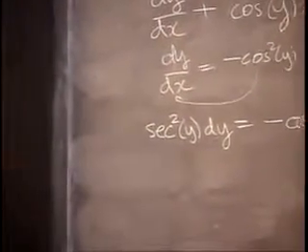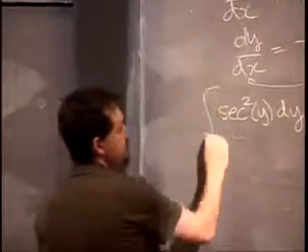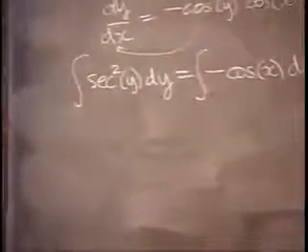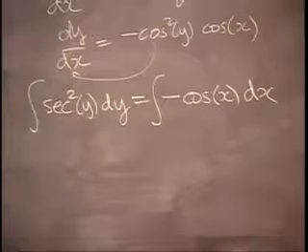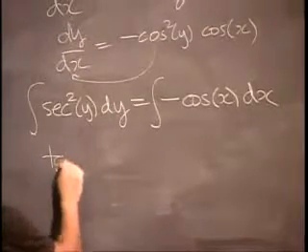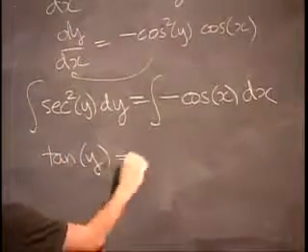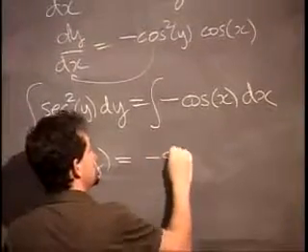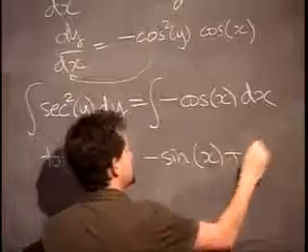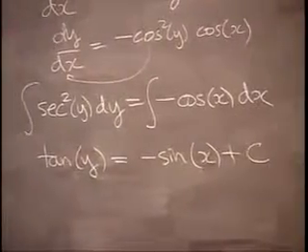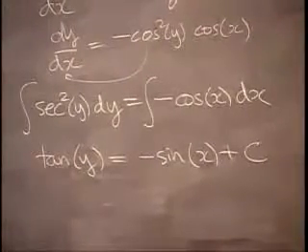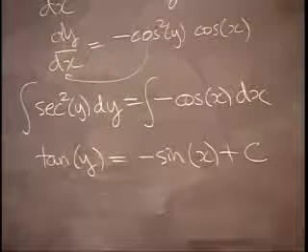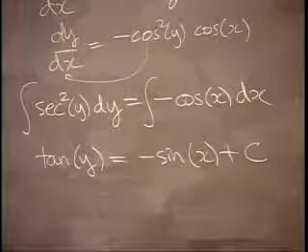All right. Now all you have to do is integrate both sides. So the integral of secant squared is tan. And the integral of negative cosine is negative sine. And don't forget the plus c. You only need a c on one side, of course. This is sort of embarrassing. Maybe I made a mistake in my book.